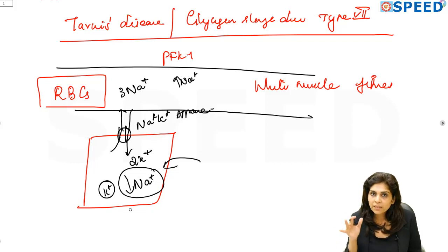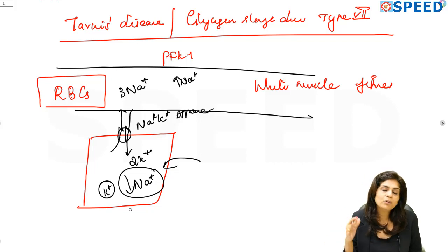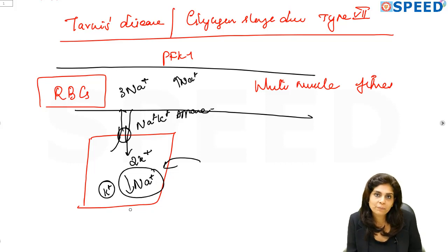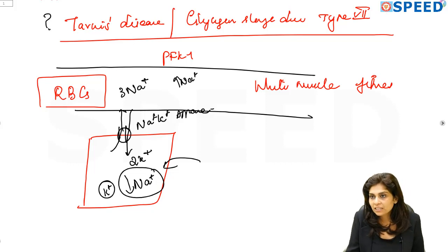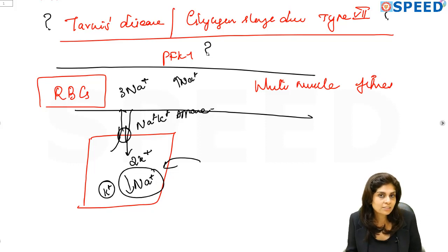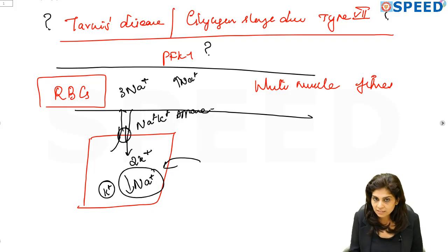Yeah, that pump in RBCs needs ATP, and that ATP in RBCs is provided by anaerobic glycolysis, for which it uses glucose. Okay, in that case, tell me what is the effect of Tarui's disease, or type 7 glycogen storage disorder, caused by the defect of phosphofructokinase 1, which is the rate limiting enzyme of glycolysis. ATP will not be produced in RBCs, so the sodium potassium ATPase pump fails.